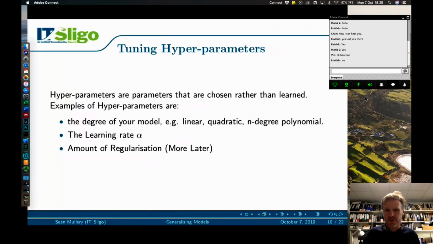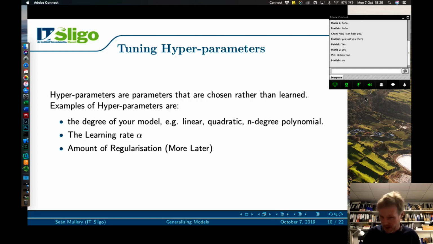Hyperparameters, as we mentioned before, are parameters that are chosen rather than learned. Some examples of hyperparameters we've seen so far might be the degree of your model. So what degree of polynomial are you going to pick? Is it going to be a linear, quadratic, n-degree polynomial? What is it going to be? We saw that the learning rate, alpha, was a hyperparameter, although we probably won't have as much issue with this particular one in terms of trying to validate it.